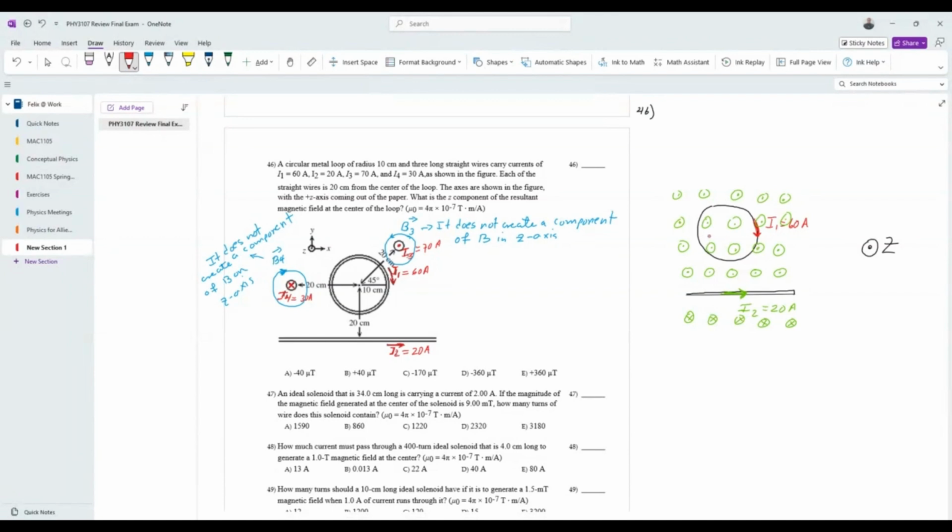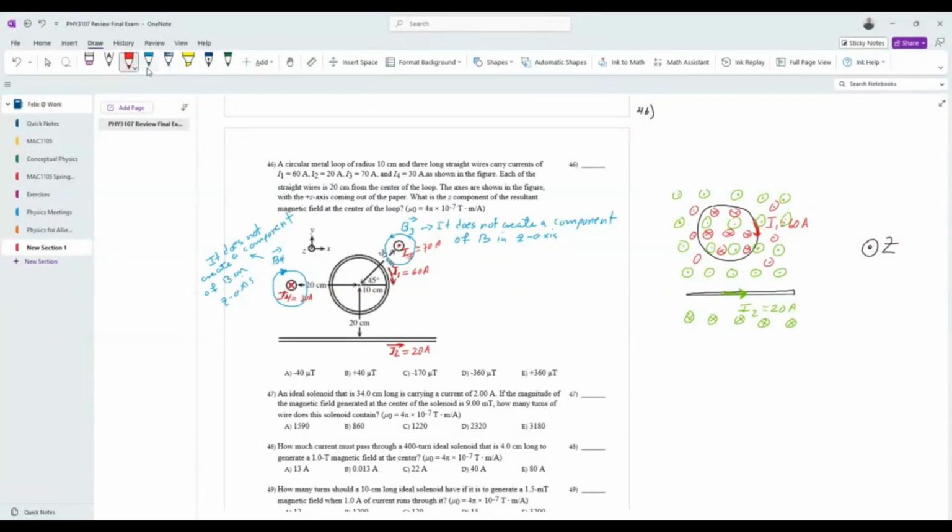So the magnetic field due to the red current would be like this. Inside like this, and outside is like this. So they ask, what is the Z component of the resultant magnetic field at the center of the loop? At the center of the loop. So inside the loop, at the center of the loop.